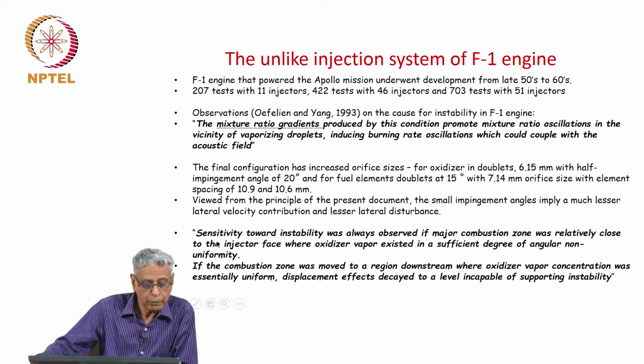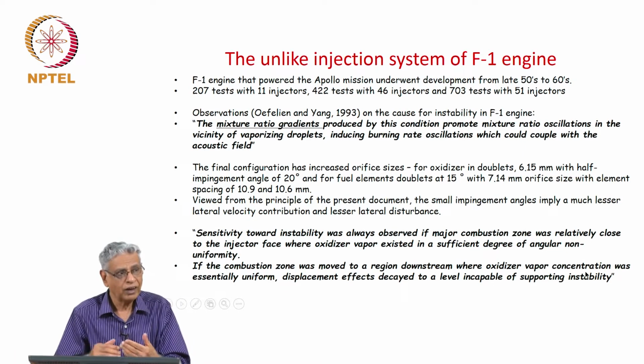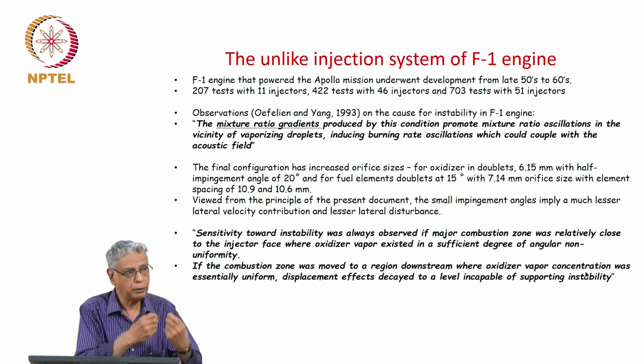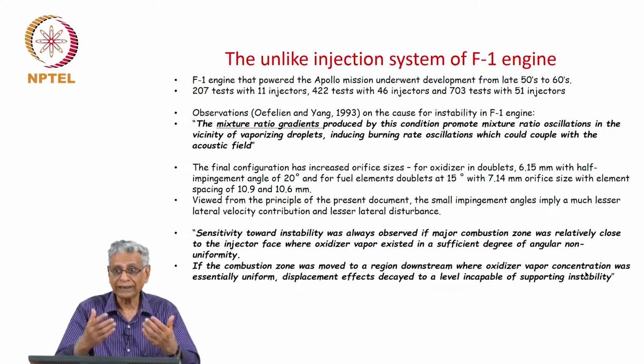Also further, they make a statement: sensitivity towards instability was always observed if the major combustion zone was relatively closer to the injector face, where oxidizer vapor existed in sufficient degree of angular non-uniformity. If the combustion zone was moved to a region downstream where oxidizer vapor concentration was essentially uniform, displacement effects decayed to a level incapable of supporting instability. Almost a different way of saying whatever I said initially. I picked out what I said by reading this.